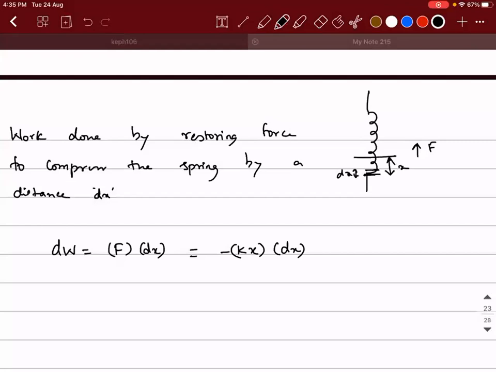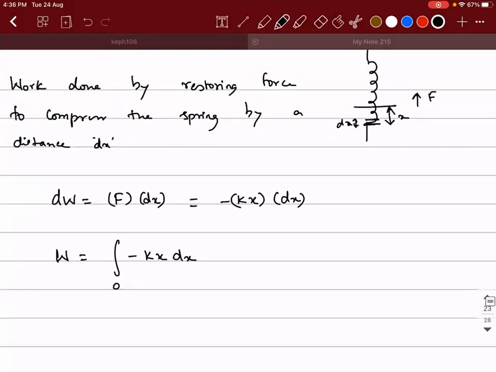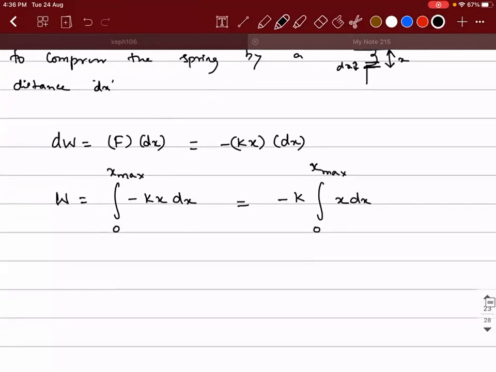So if you want to calculate the total work done, what are we supposed to do? Total work done is equal to the integral of minus kx into dx between the lengths 0 and x max. So minus k will come out, integral of x dx between 0 to x max. How much is it? X square by 2, sir. That's right. Minus k into x square by 2 between 0 to x max.